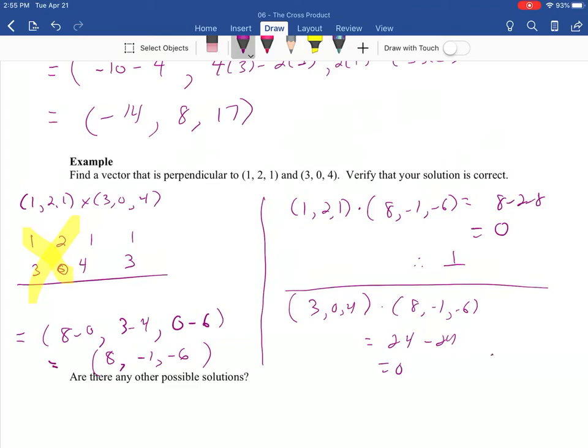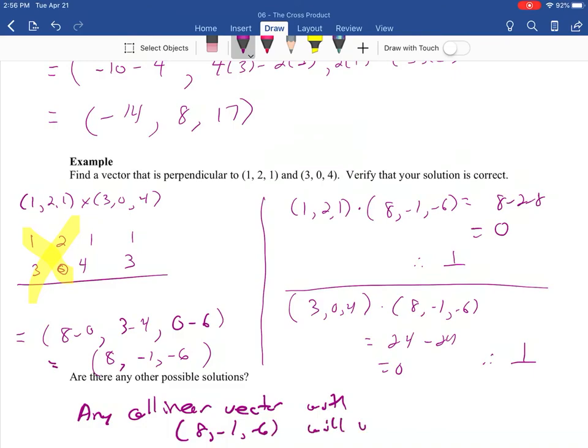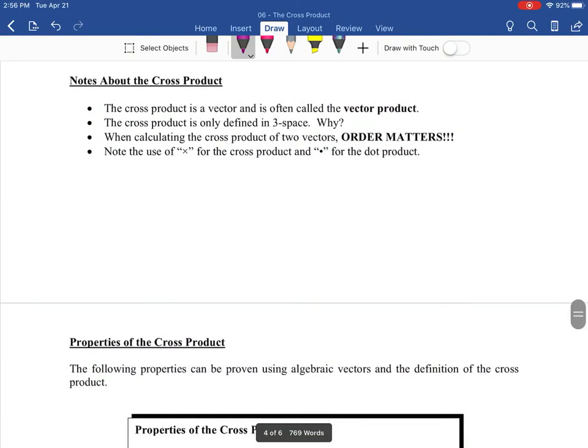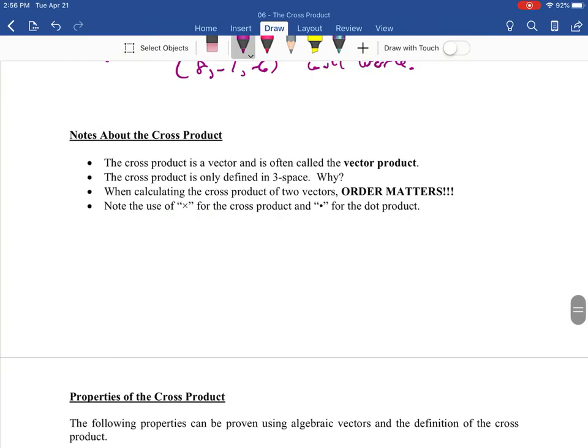I'll test the other vector too. 3, 0, 4, dotted with 8, negative 1, negative 6. I get 24 minus 24. I get 0. Therefore, perpendicular. It's perfect. The cross product creates perpendicular vectors. The dot product tests to see if vectors are perpendicular. Were there other possible solutions here? Yes. Any collinear vector with 8, negative 1, negative 6 will work. So any scalar multiple of it. I could multiply it by anything I wanted.